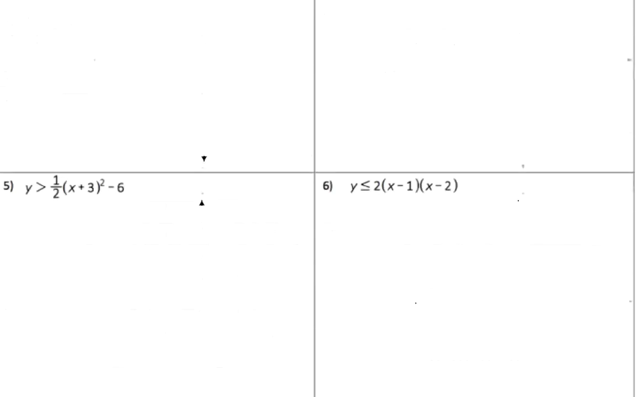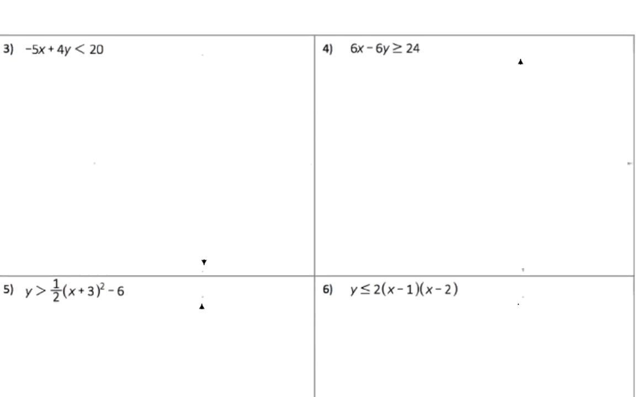Okay, looking at some more practice problems here. We have number 3. And in number 3, I can see that my equation is in standard form, not slope-intercept form. So I'm going to think about a different graphing method here. For this one, since it's in standard form, I'm going to find my x and y-intercept to start. So we should know that to find the y-intercept, we plug in 0 for x. So that means this is 0 plus 4y is less than 20. That means that my y-intercept is at 5.